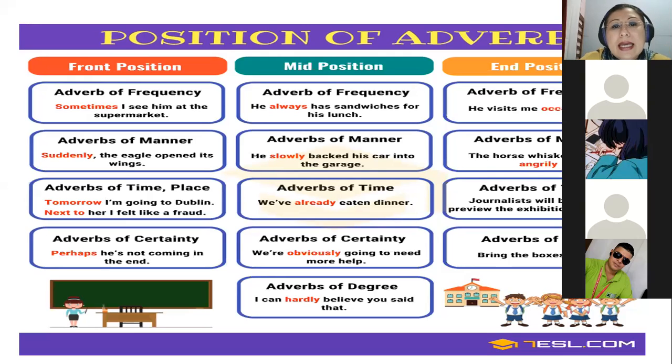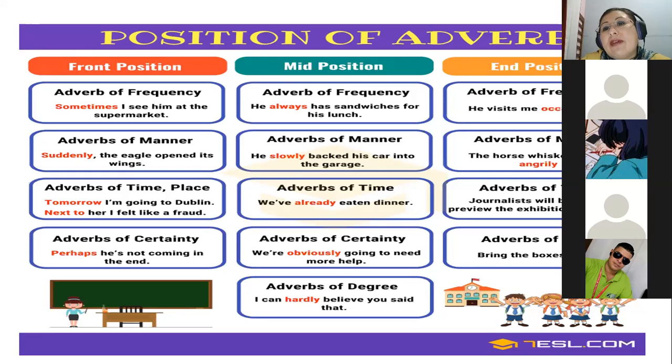But also, I can have adverbs in mid position. For example, I can say, he always has sandwiches for his lunch. If it's an adverb of manner, I can say, he slowly backed his car into the garage. If it's an adverb of time, I say, we already ate dinner. If it's an adverb of certainty, I say, we're obviously going to need more help. If I have an adverb of degree, I can say, I can hardly believe you said that.